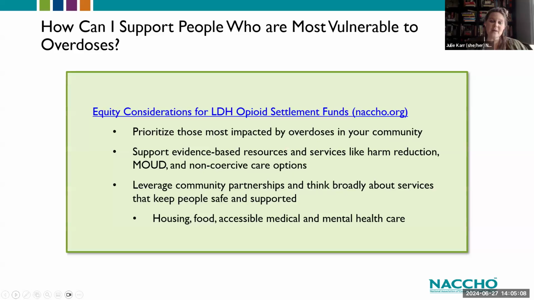So other things that I think are really important for us to think about: your health department, or maybe a coalition you're working with, maybe an overdose response committee, maybe harm reduction programs. Maybe you're wanting to explore harm reduction or have a more equitable way of approaching overdose prevention in your community. Equity Considerations for Local Health Departments: Opioid Settlement Funds was put out last year through NACCHO in partnership with the Legal Action Council. They did a really amazing job thinking about prioritizing folks who are most disproportionately impacted by overdoses in your community. Again, really wanting to emphasize supporting evidence-based resources like harm reduction, MOUD, and non-coercive care options.